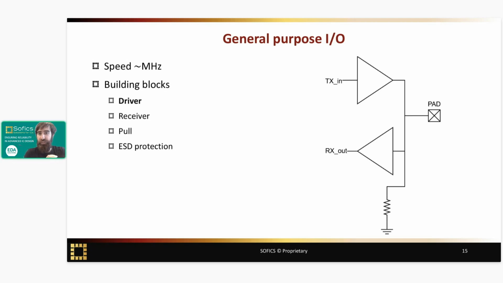Typically, this GPIO consists of several building blocks: a driver, which will be the main focus of this talk, which puts a bit safely onto the bus. The receiver does the inverse. It reads the status of the bus and translates this to a bit towards the core side. Also, there is very often a pull, which, if there is no driver setting the bus voltage, pulls it high or low to a supply rail. And lastly, there is ESD protection because this path is connected to the outside world, and we need some ESD protection for robustness.